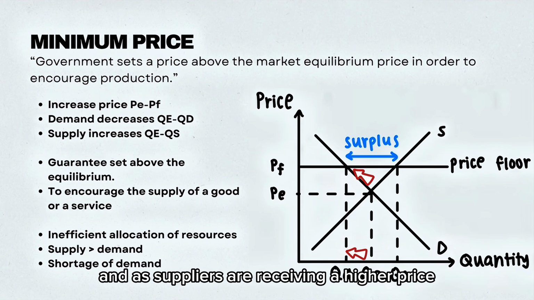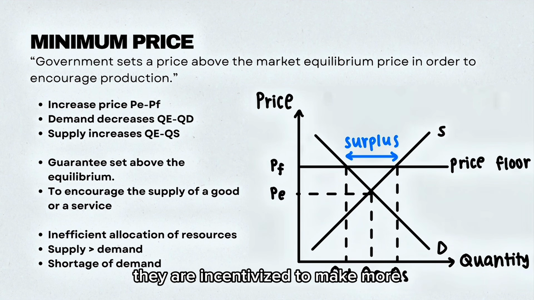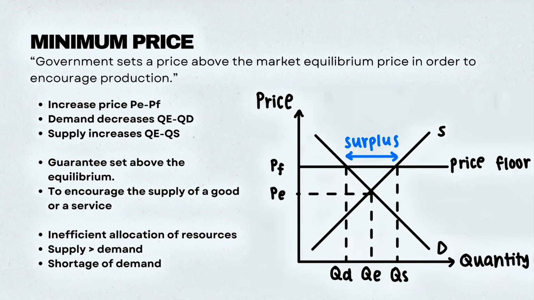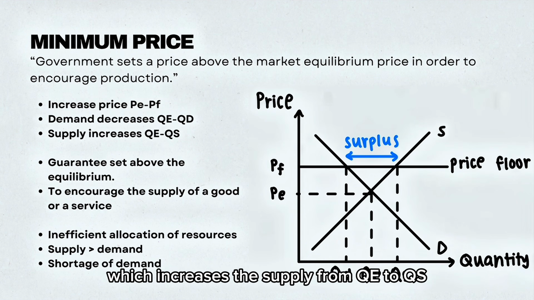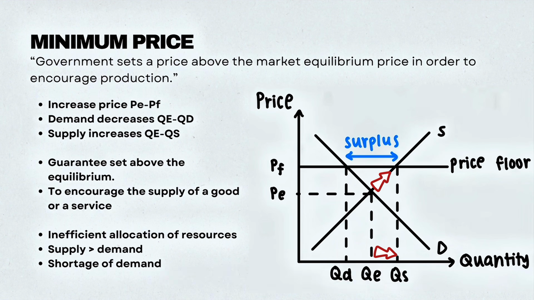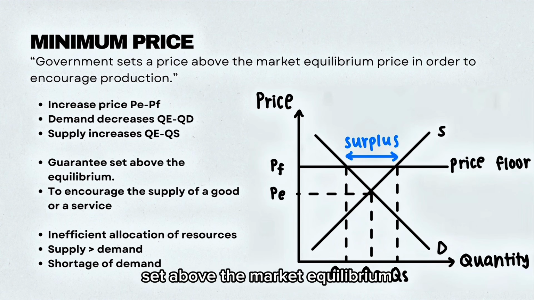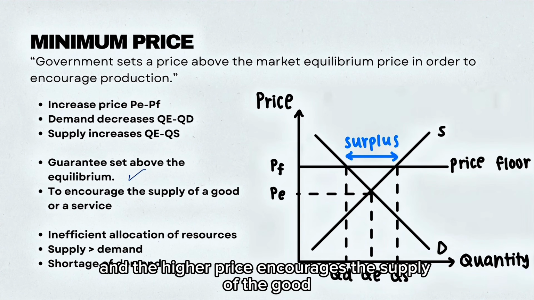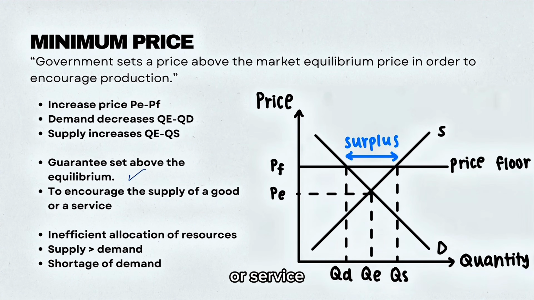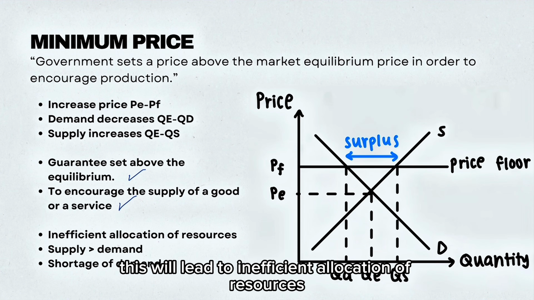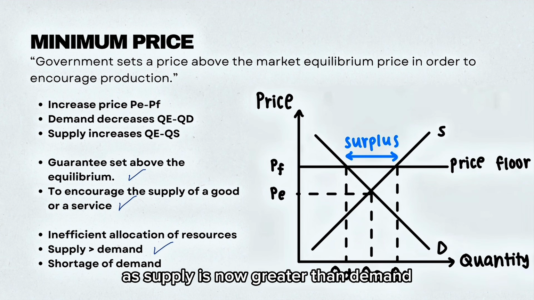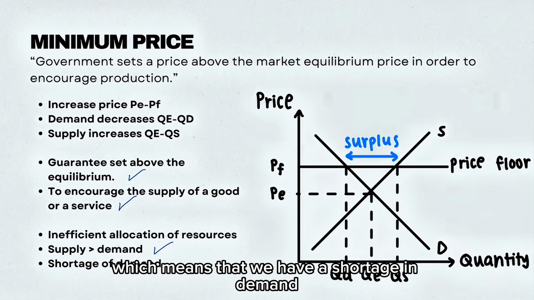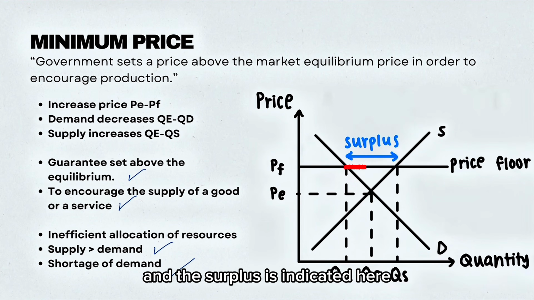And as suppliers are receiving a higher price, they are incentivized to make more, which increases the supply from QE to QS. This is due to the guarantee set above the market equilibrium, and the higher price encourages the supply of the good or service. This will lead to inefficient allocation of resources as supply is now greater than demand, which means that we have a shortage in demand, and the surplus is indicated here.